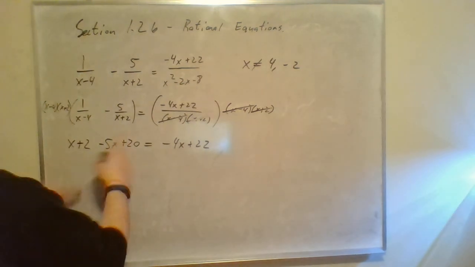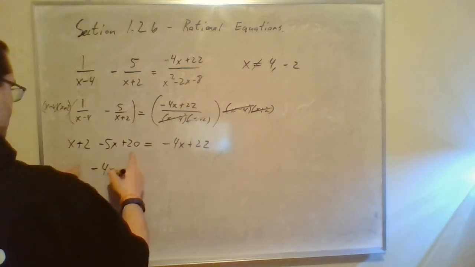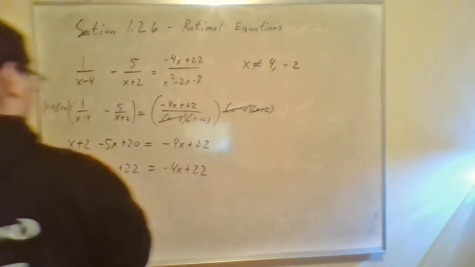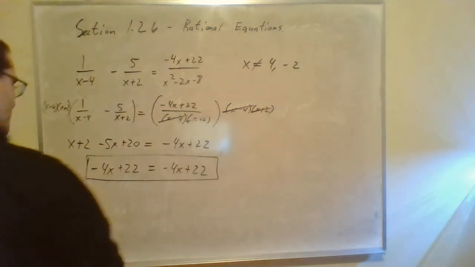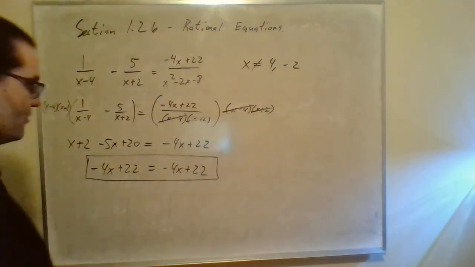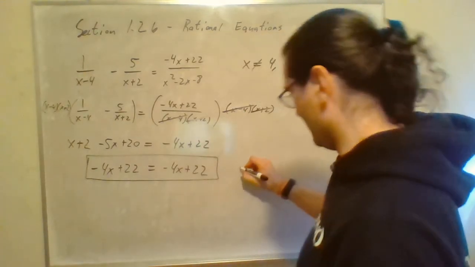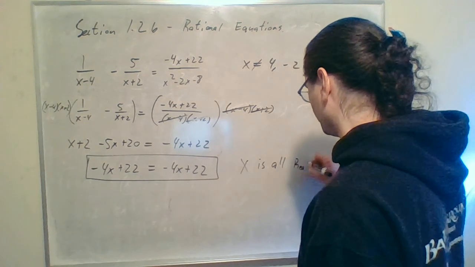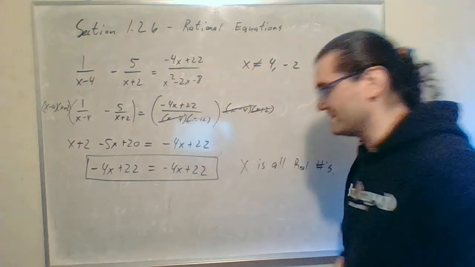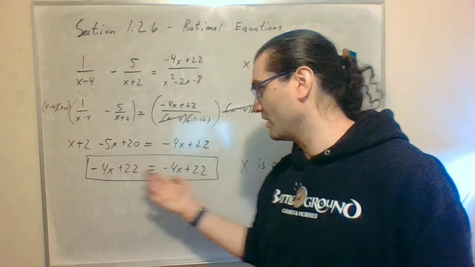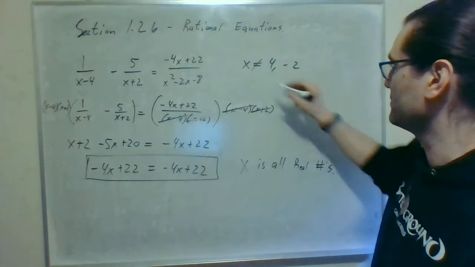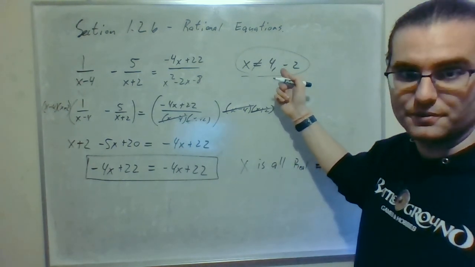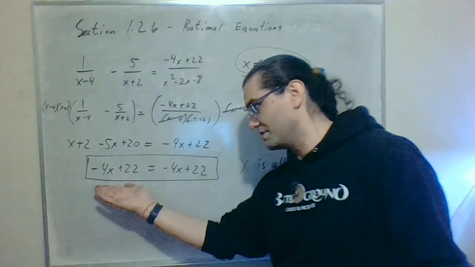So we can combine these like terms a little bit. This will give us negative 4x. That will give us plus 22 equals negative 4x plus 22. This is the kind of situation you're looking for to get into x is all real numbers. This is infinitely many solutions. It doesn't matter what x, I guess not all real numbers, because it still can't be 4 and negative 2. But all real numbers except 4 and negative 2 are solutions to this equation.